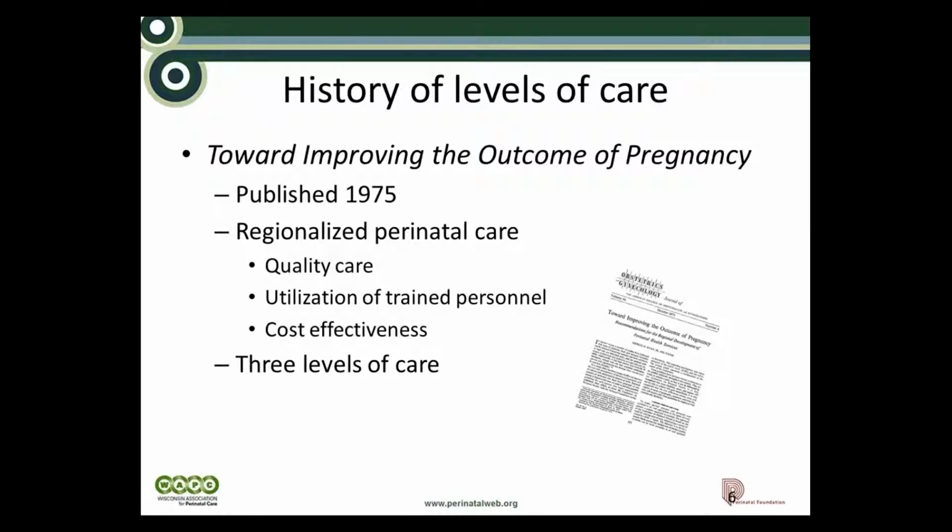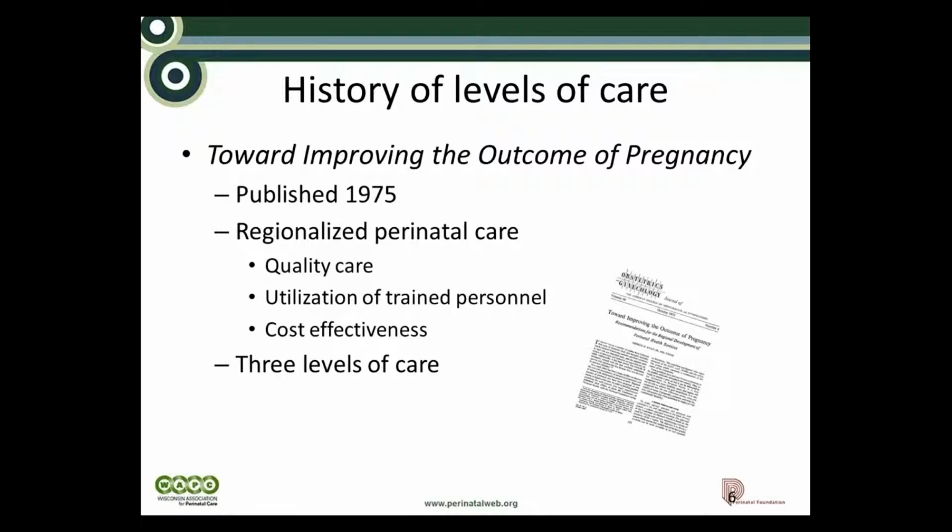Regionalization implies the development within a geographic area of a coordinated, cooperative system of maternal and perinatal health care in which, by mutual agreements between hospitals and physicians and based on population needs, the degree of complexity of maternal and perinatal care each hospital is capable of providing is identified so as to accomplish the following objectives. Number 1, quality care to all pregnant women and newborns. Number 2, maximal utilization of highly trained perinatal personnel in intensive care facilities. And number 3, assurance of reasonable cost effectiveness.